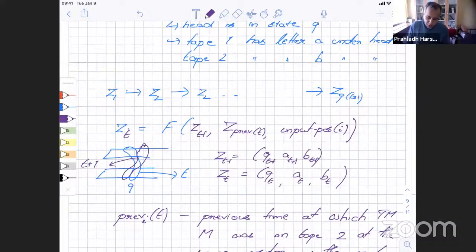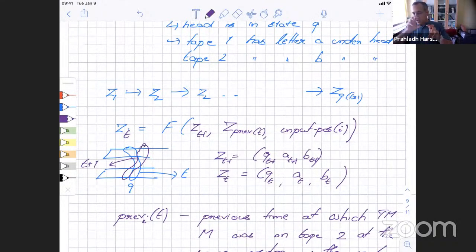And I want to say, if I want to know what Z_{t+1} is, what I need to know is the snapshot of the previous time step, and what was there in these two positions in the input tape and the work tape the last time the head was over here. So last time the head was over here for this one. For the input tape, there is no last time. The input tape is never changed.